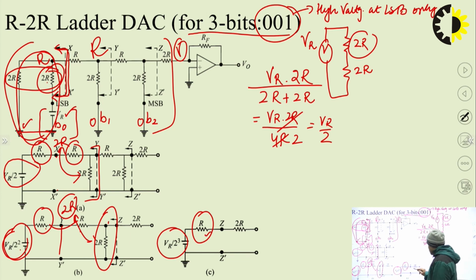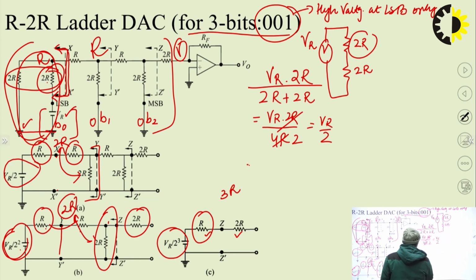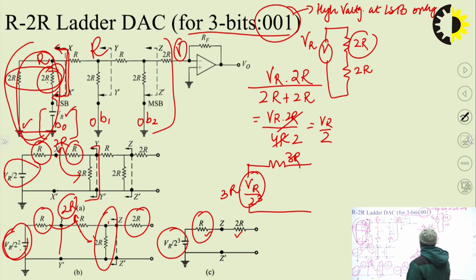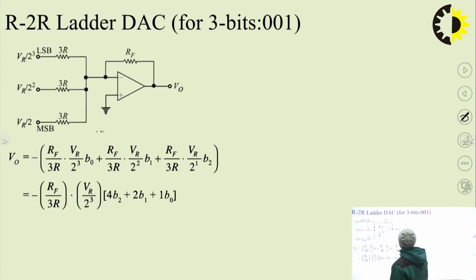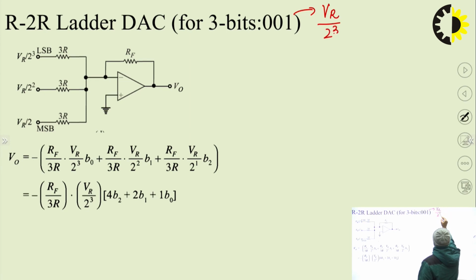And this R and this 2R, because only this 2R is left beyond this ZZ interface, so R plus 2R becomes 3R. So effectively we reach this circuit, with voltage VR by 2 cube and resistance 3R, if I consider the case 001. So for the case 001, I found that the voltage is VR by 2 cube and the effective resistance is 3R.